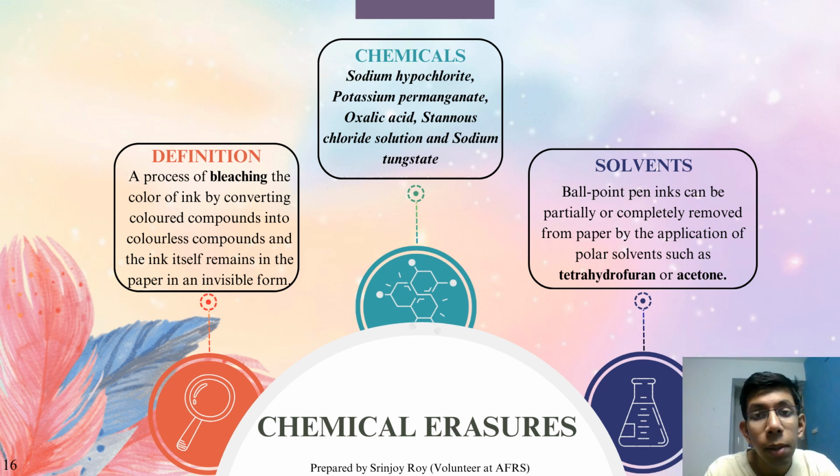What are the chemicals that can be added? It can be sodium hypochlorite, potassium permanganate, oxalic acid, stannous chloride solution, or sodium tungstate. And the solvents, mainly the polar solvents such as tetrahydrofuran or acetone, can be added to ballpoint pen inks, and in such cases the ink gets removed, completely or partially.